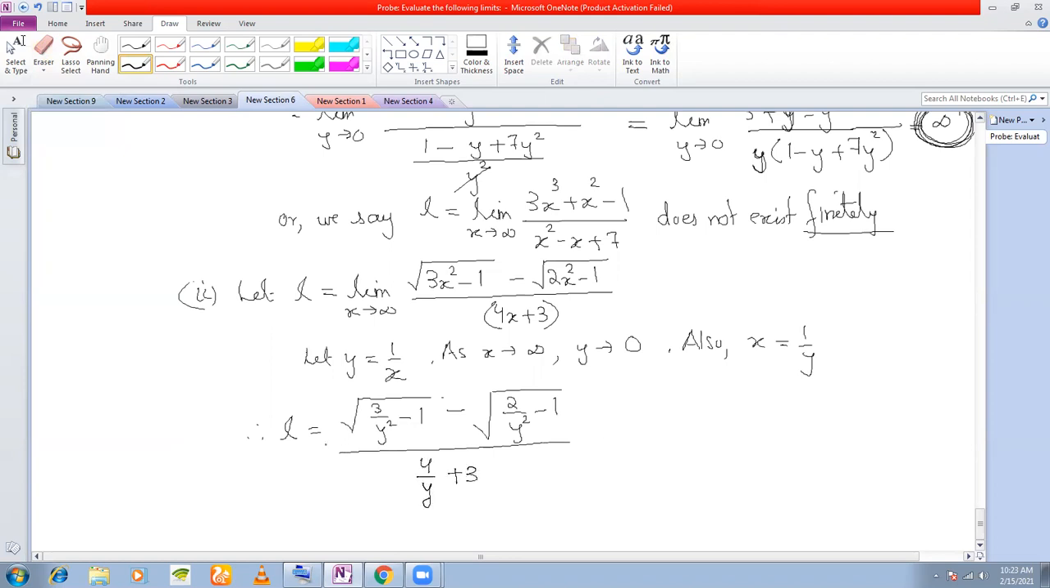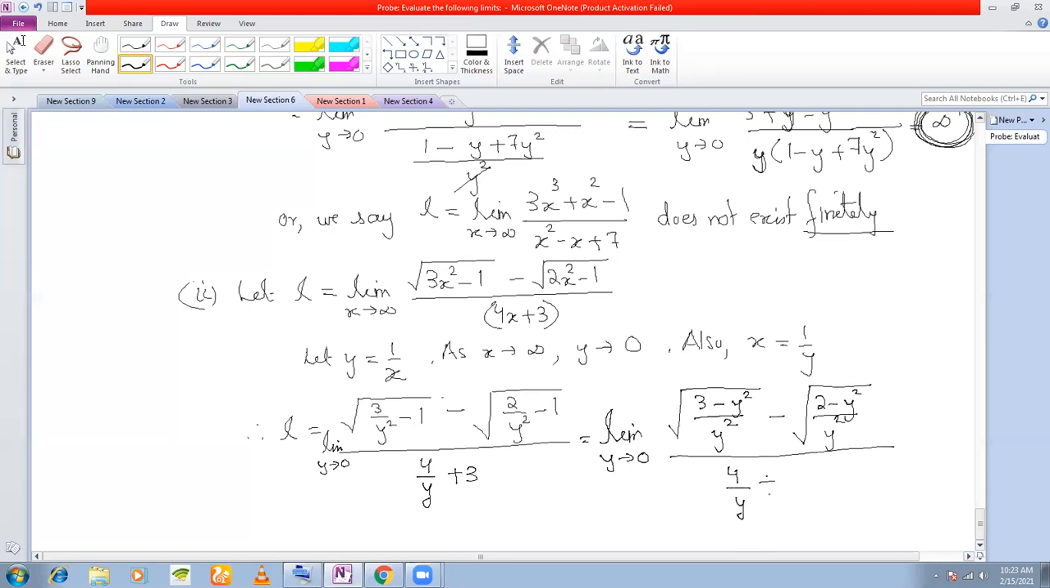Okay, so this is now limit y tends to 0. If you take the LCM, you'll get 3 minus y square divided by y square minus 2 minus y square divided by y square, whole divided by 4 divided by y plus 3.